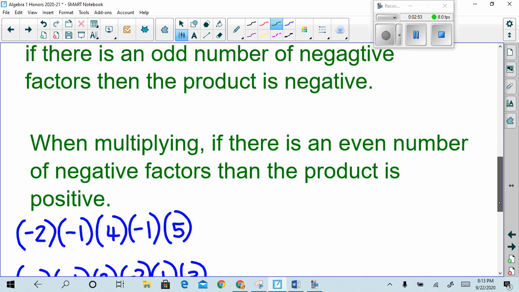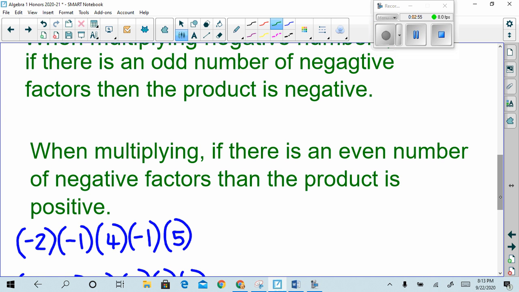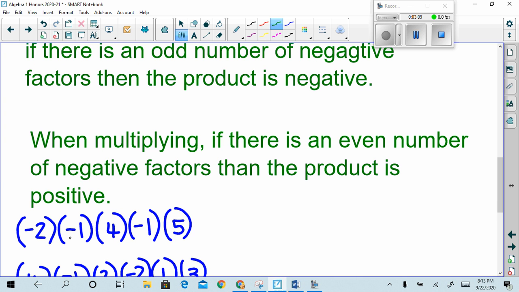Let's put that to practice now. Let's look at our first problem. Before we get an answer, before we get a product, please tell me if the product will be positive or negative. Well, I have 1, 2, 3 negative factors. 3 is an odd number, so I know my answer is going to be negative. And now I just can proceed. 2 times 1 is 2, 2 times 4 is 8, times 1 times 5.